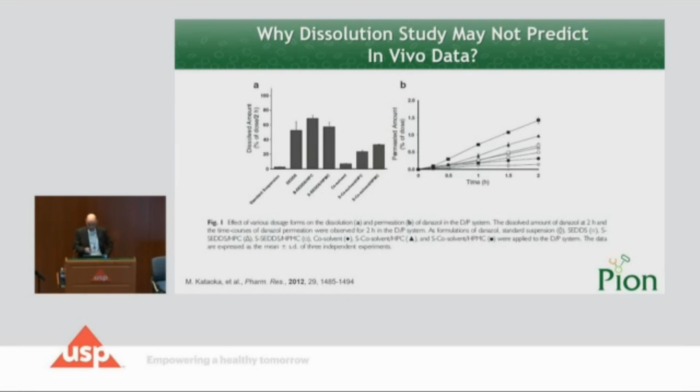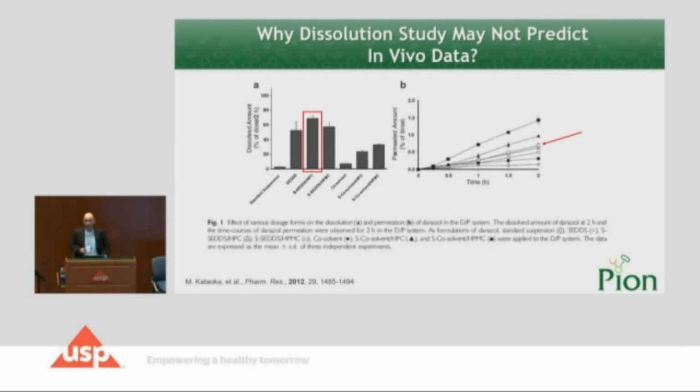If you look at the left, you could see that the highest amount of compound dissolved after 2 hours was from a particular lipid-based formulation. But on the right side, we see a concentration versus time profile in the receiver compartment. From this we can see that the highest amount dissolved wasn't the highest amount absorbed in the receiver chamber. It was number 3 or 4.